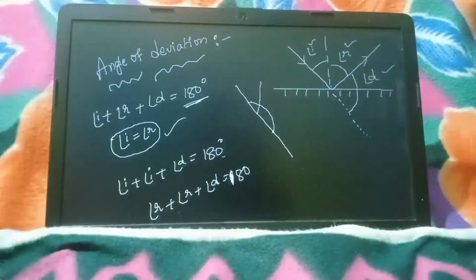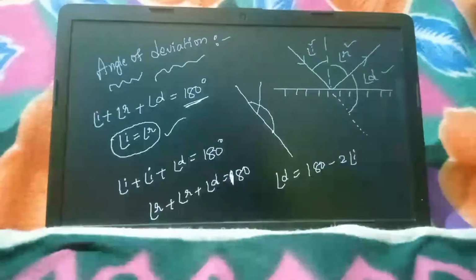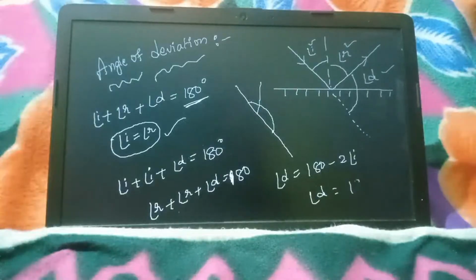So from this we can take angle of deviation equals 180 minus 2 times angle of incidence, or we can write angle of deviation equals 180 minus 2 times angle of reflection. So angle of deviation we can write in these two ways. So that is about angle of deviation. Note it down, those who want to. So I'll go to the next topic.